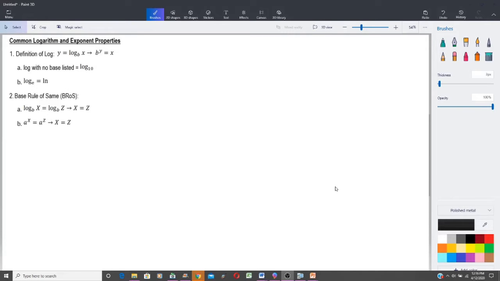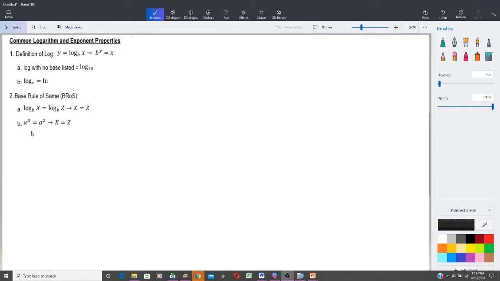Moving on in our study of logarithms, we want to now talk about the rule of sames, or the base rule of sames, the bros rule as I like to call it. I guess a lot of people don't call it that, but I like to give it little mnemonics like that to help me remember some of these rules. And the rule of sames says this, that if we have the same base of log on both sides of our equal sign, then the values of those logs, as in x and z in our case, they're the same.